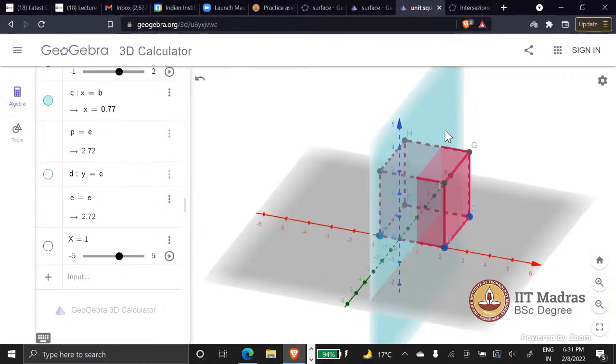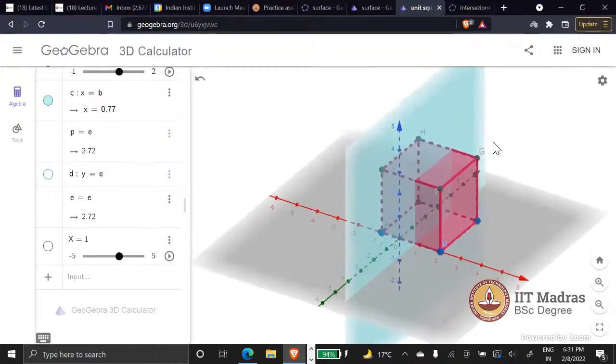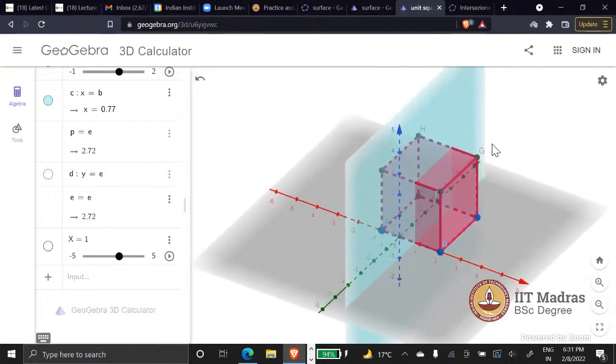Which figure are you referring to? Are you referring to alpha, beta, gamma, delta, or are you referring to C alpha delta B as the area after slicing? Did you get me? C alpha delta B.